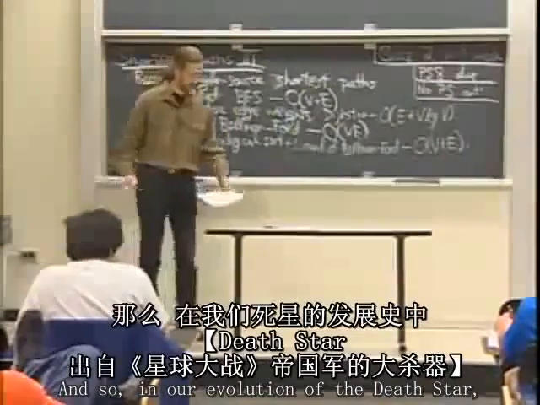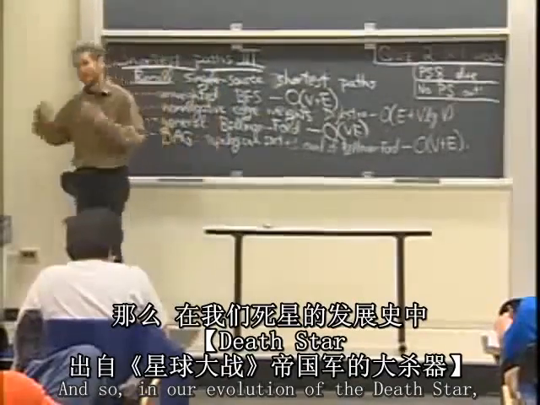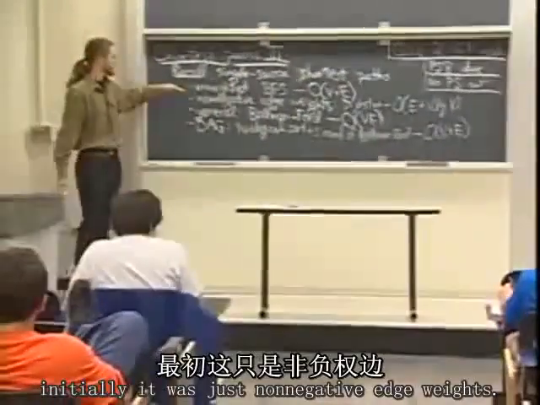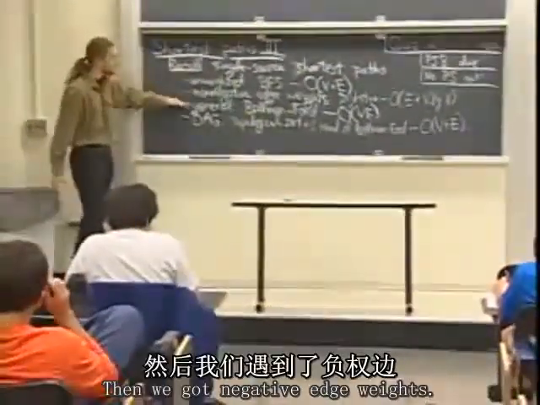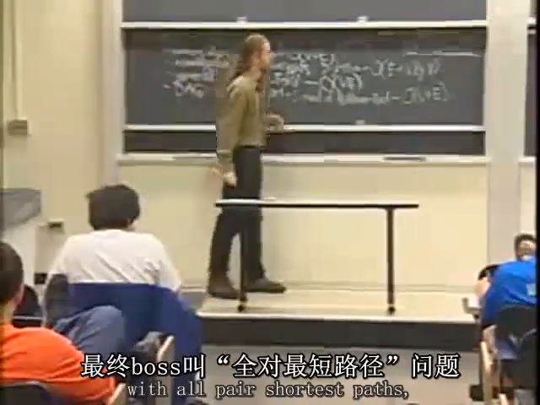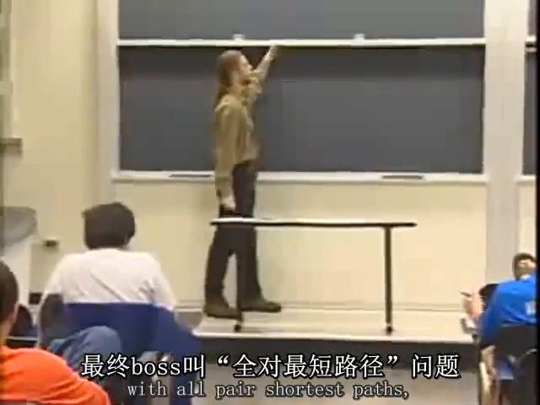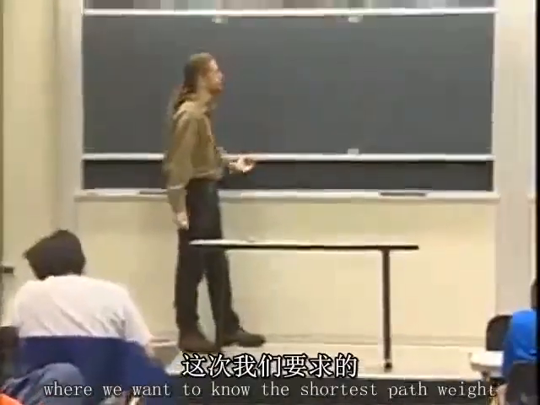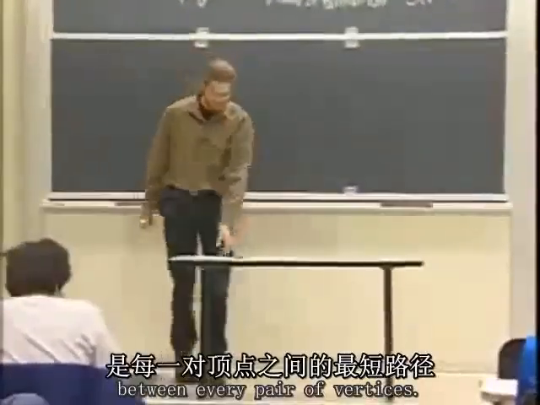And so in our evolution of the Death Star, initially it was just non-negative edge weights, then we got negative edge weights. Today, the Death Star challenges us with all pairs shortest paths, where we want to know the shortest path weight between every pair of vertices.